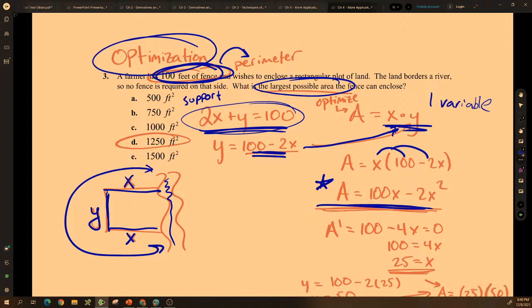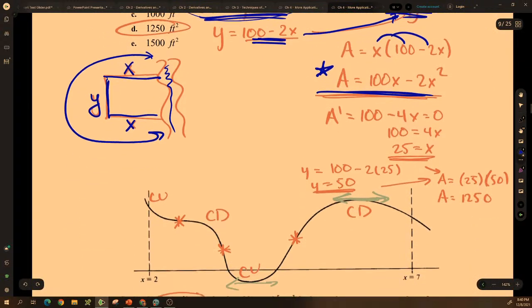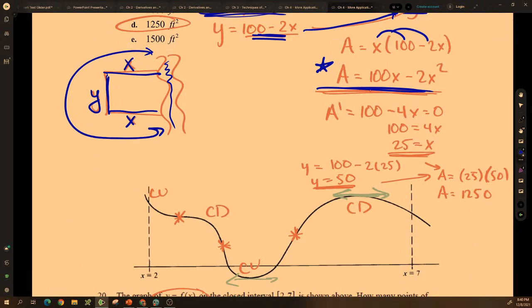The way we optimize is we always take the derivative and set it equal to 0. So if they say largest area, that means I want to take the derivative of the area and set it to 0, to find the maximum area. So A prime would be the derivative of 100x, which is 100, minus the derivative of 2x squared, 4x. Add the 4x over, divide by 4, we get x equals 25.